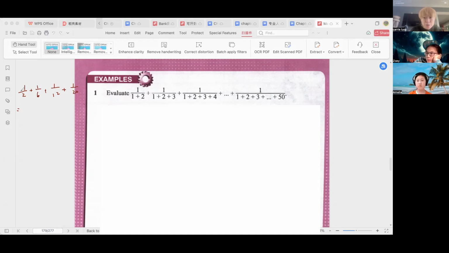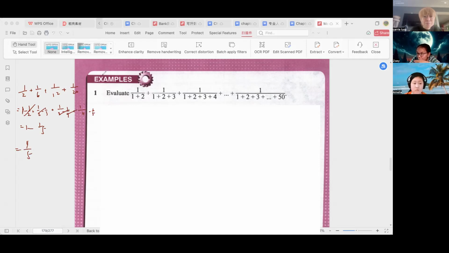So what is my suggestion? We study these numbers. 1 over 2 can be written as 1 minus a half, and 1 over 6 equals 1 over 2 minus 1 over 3. 1 over 12 will be 1 over 3 minus 1 over 4, and 1 over 20 will be 1 over 4 minus 1 over 5. So all of them cancel out, and the answer is 1 minus 1 over 5 equals 4 over 5. Do you remember, Zoe and Amelia?